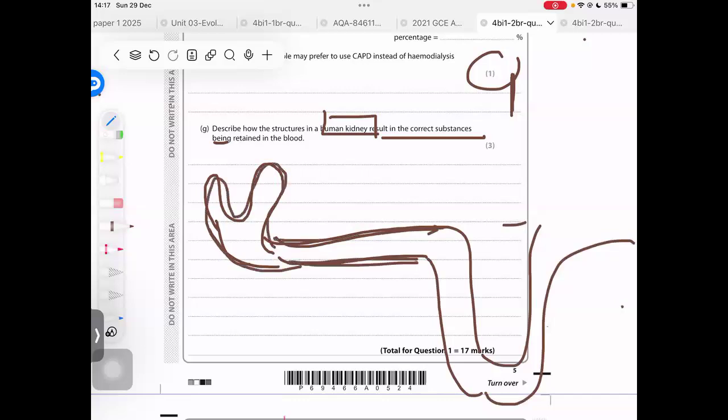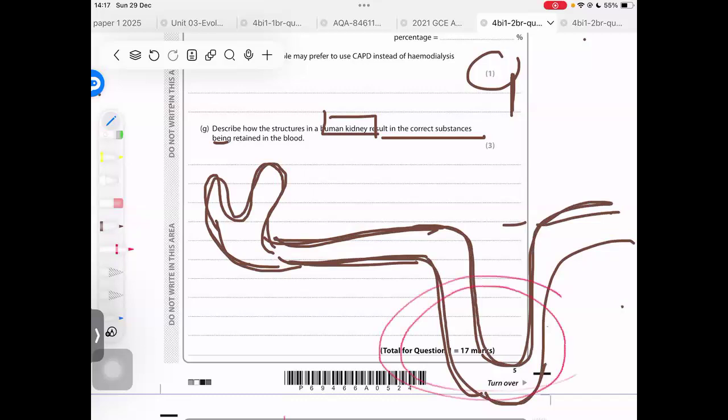These are the proximal convoluted tubules and the distal convoluted tubules. And this is the loop of Henle, right? Here there is a big ball of capillaries called the glomerulus. They're asking us how the structures in the human kidney result in the correct substances being retained in the blood.